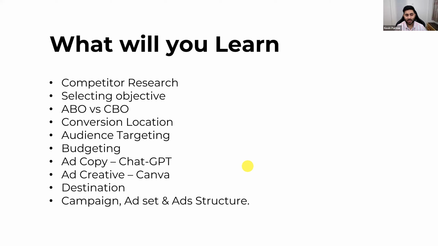Then what should be your conversion location depending upon what you want to achieve. Then we are going to do audience targeting. There are a few things which I want to share with you. You are going to get homework related to audience targeting. We are going to discuss budgeting, then ad copy, then ad creative, destination, campaign, ad set, and ad structure. This is what you are going to learn.